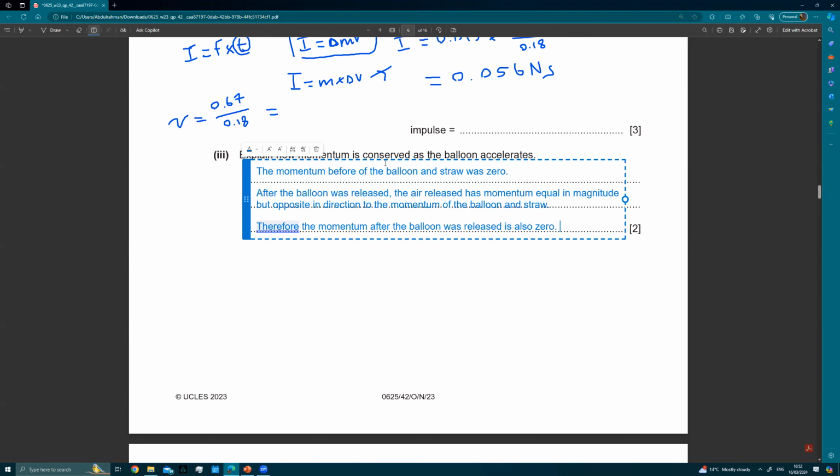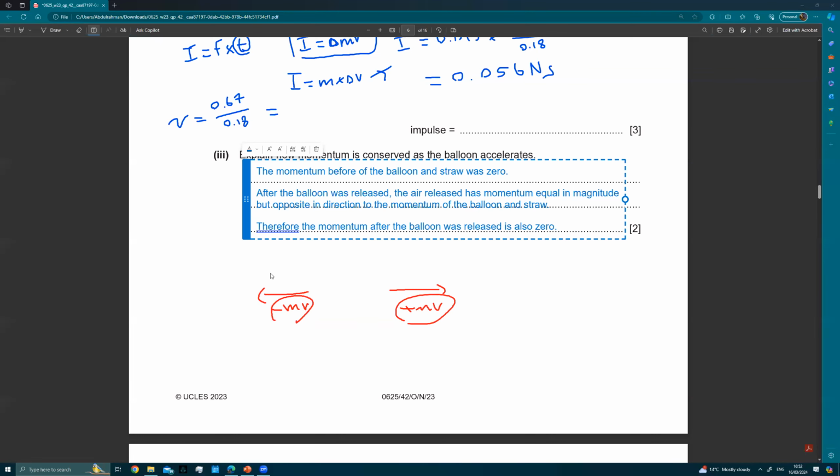So the momentum before was 0, the momentum after was 0. Why? Because the momentum of the air was equal and opposite in direction to the momentum of the balloon. So if you add up the momentum after, if you add this minus mv of the air to the plus mv of the balloon and straw, they just cancel each other out.